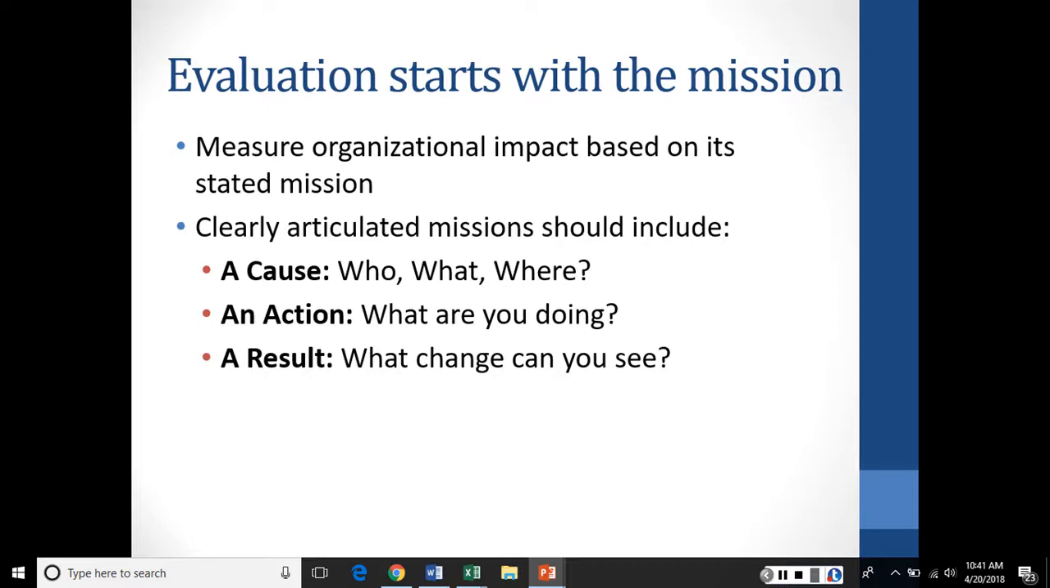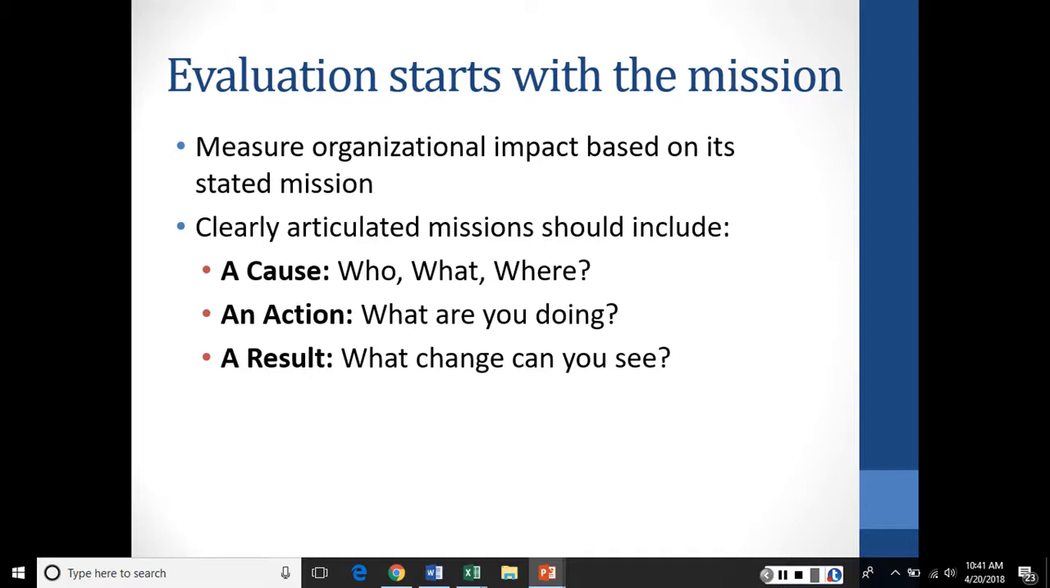If you work in a nonprofit or volunteer there, go back to their mission statement. Does it clearly articulate who they're serving, what they're trying to do, what the impact they want to see? These are all things that should be included in a mission statement: the cause, the action, and the result. And it's all really around the impact. Everything the organization is doing, all the activities, should be centered around that mission, or else you're starting to have what's called mission drift.